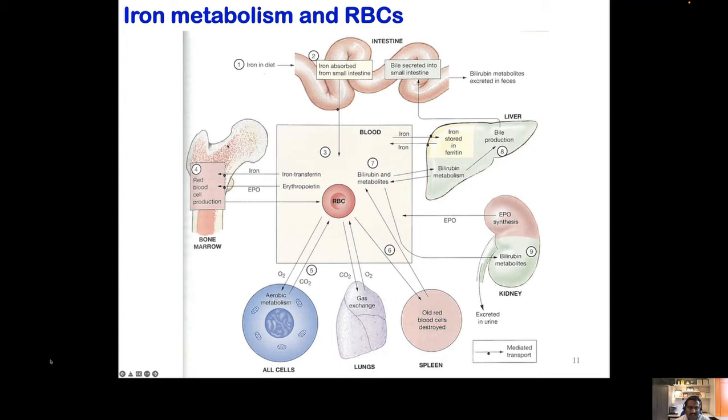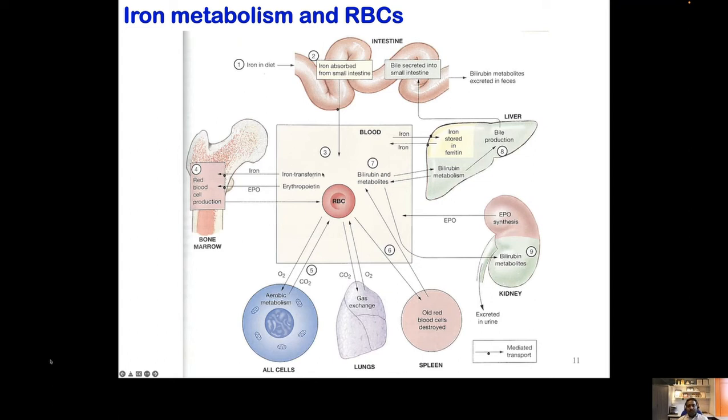Okay, what's happening when you are eating diets with iron? The iron in the diet gets into the gut. In the gut, the food is broken down or metabolized, and then the iron gets absorbed from the intestine, particularly the small intestine, and enters into the blood.